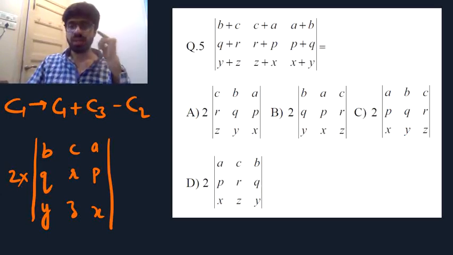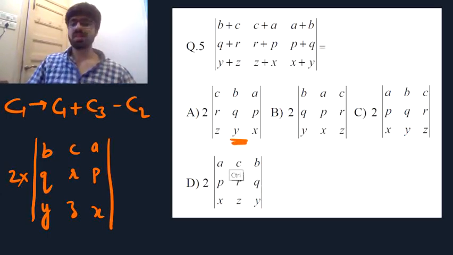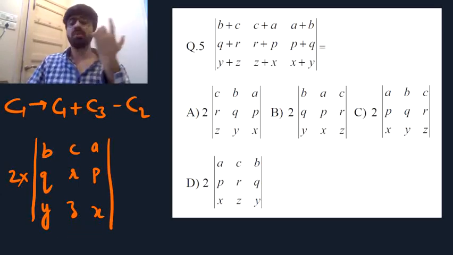Okay, let's try taking BQY as our second column. Or okay, BQY is our first column here and here. But if we interchange these two columns, the value of the determinant will become negative. So 2 is not the right answer.